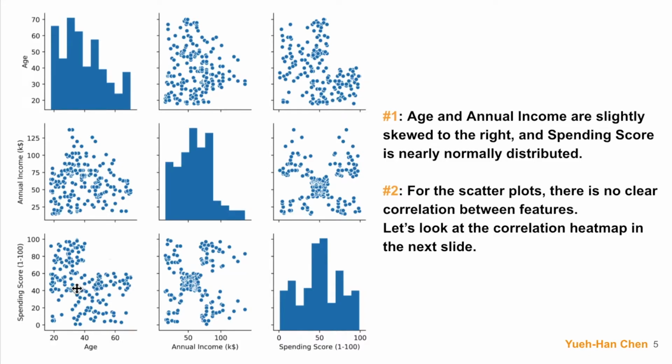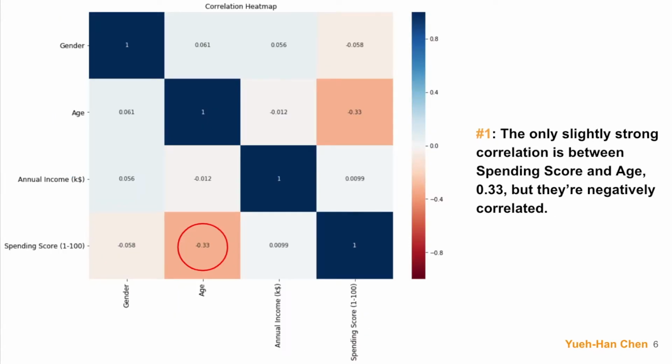For the scatter plot, there is no clear correlation between features, so let's look at the correlation heat map in the next slide to further investigate the correlation score. Now, we can see the correlation heat map. There is no strong correlation between most of the features, except age and spending score has a correlation score of negative 0.33. This is the strongest, and they are negatively correlated.